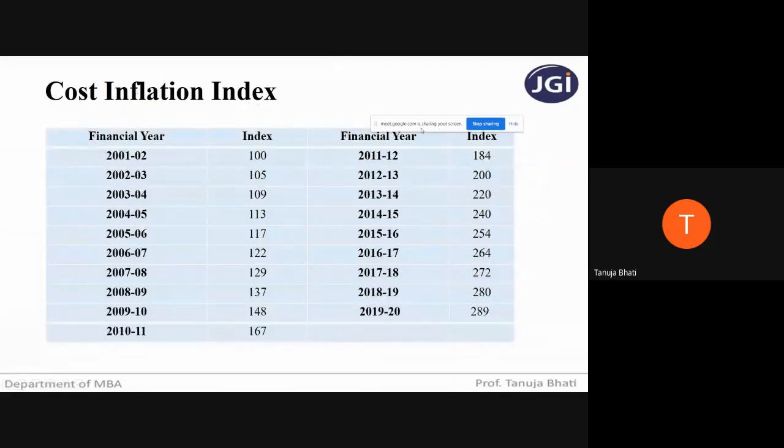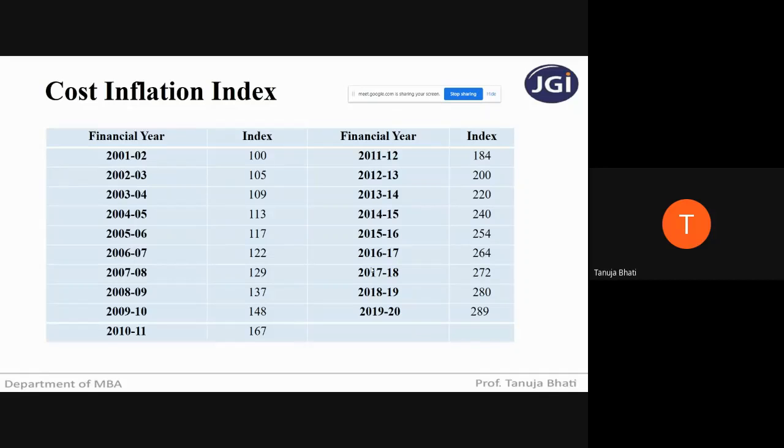This is the cost inflation index from 2001-02 to the 2019-20 financial year, which we are going through. This is all the cost inflation index specified by the central government in the official gazette. This chart will be provided either in your final examination, or for a particular year the CII for the year of acquisition and CII for the year of transfer will be specified. This is just a chart to show how the cost inflation index for each year is defined.